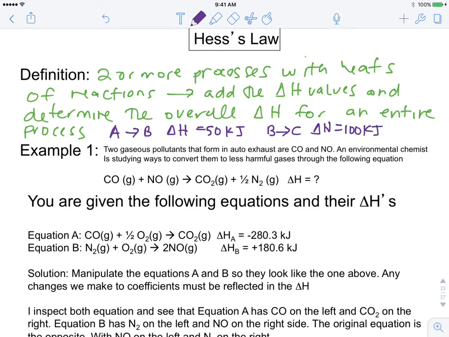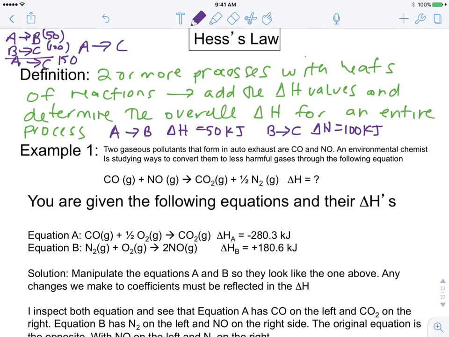Well, what if I asked you, what is the delta H for A goes to C? Well, if I add together the two processes, A goes to B and B goes to C, I will get A goes to C. Now, because I added the two processes, I can also add together their delta H values. So this one was 50, this one was 100, so together it should be 150. Now that's the simplest case scenario. We add together two reactions, we get an overall delta H.